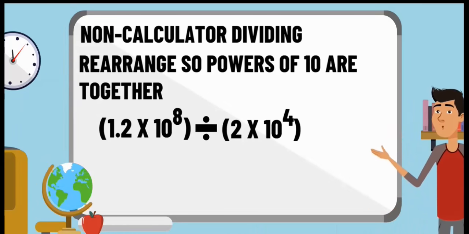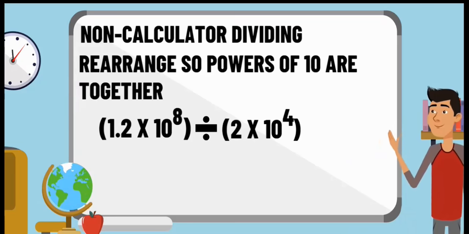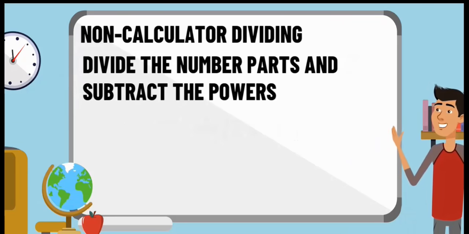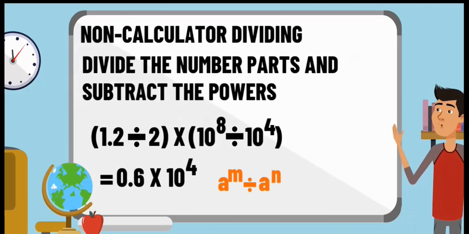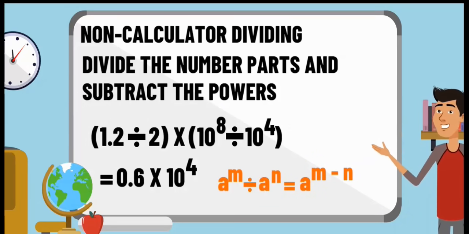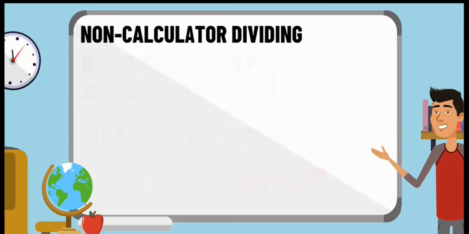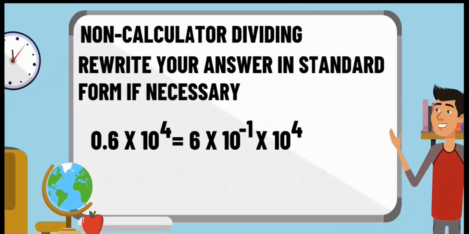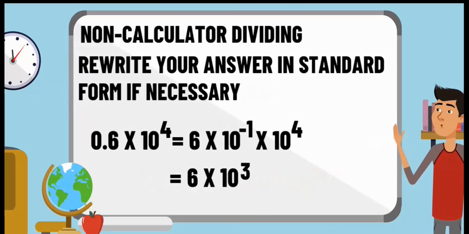Rearrange so the powers of 10 are together. Divide the number parts and subtract the powers. A to the power of m divided by a to the power of n equals a to the power of m minus n. Rewrite your answer in standard form if necessary.